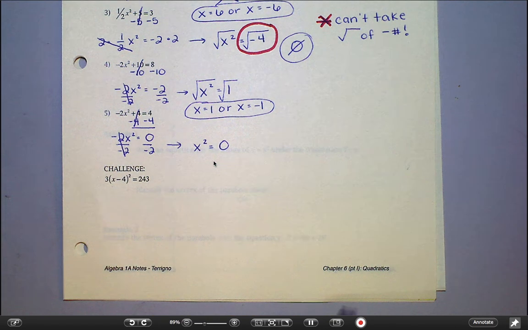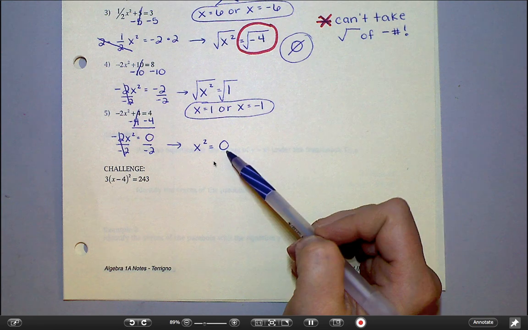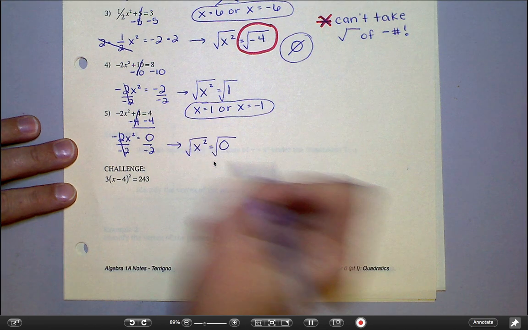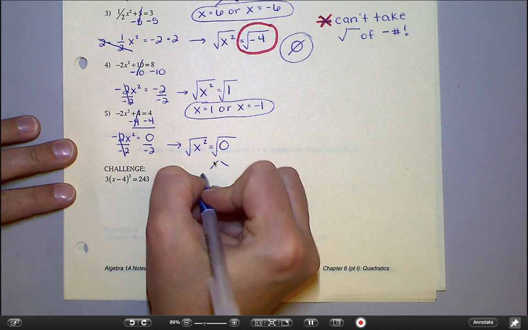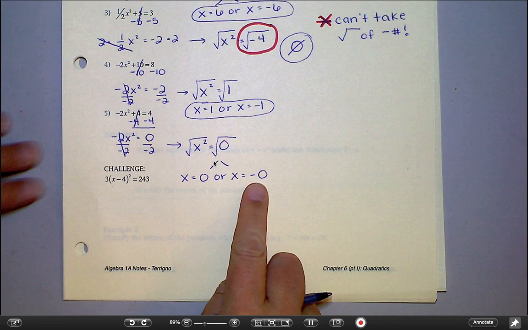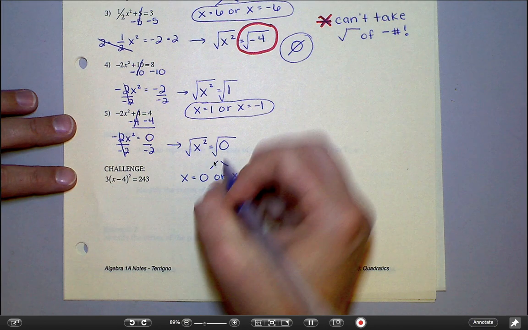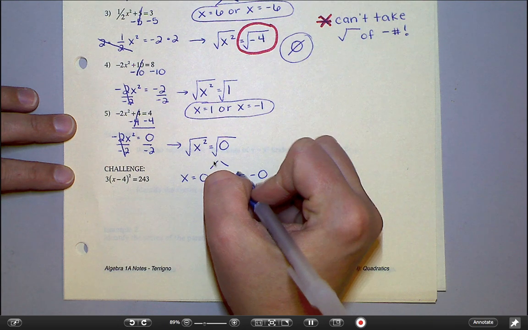Now, can I take a square root of 0? Well, it's not negative, right? Negative numbers cause me problems, but 0 isn't negative. I can take a square root of 0, but here's the thing. If I take a square root of 0, technically I get x equals 0 or x equals negative 0. But negative 0 is not a thing. There's no such thing as x equals negative 0. So really, we just get x equals 0 or x equals 0.